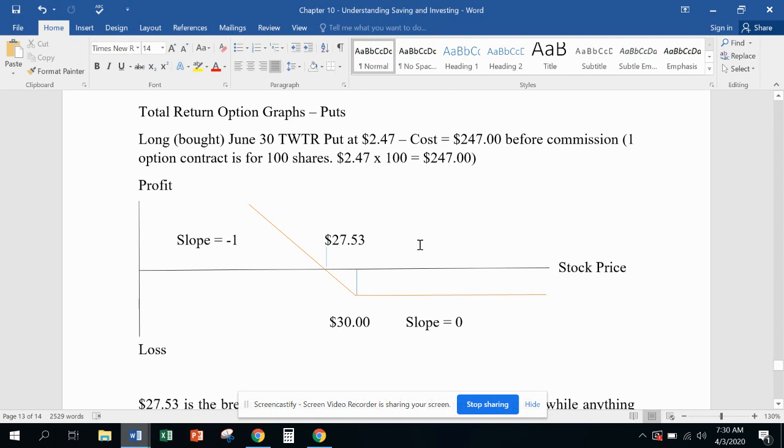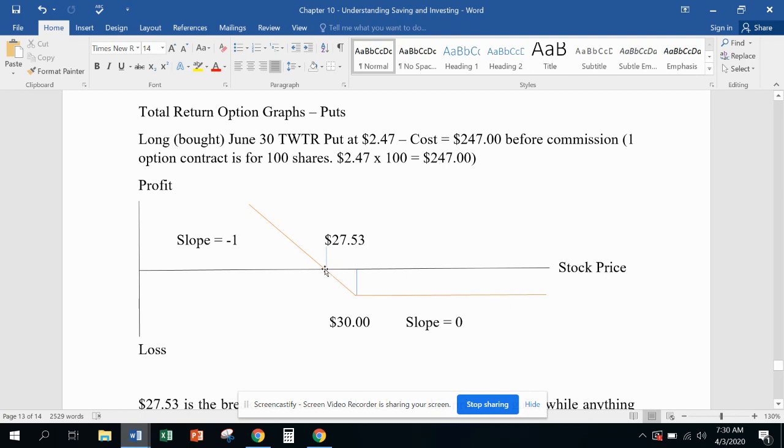Okay. So if Twitter stays above 30, then my position is fine. The Twitter stock's not going down. Then I basically just lose my total cost. So I'm going to have a loss of $247. But as the price goes down below 30, the value of the right to sell at 30 goes up. But what we're going to say here is 30 minus $2.47 takes me to a break-even point of $27.53.